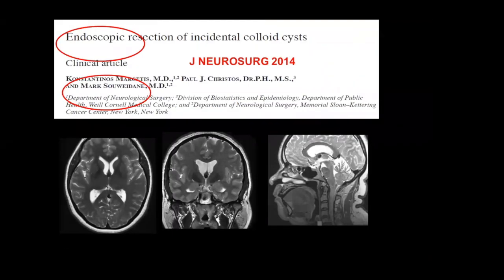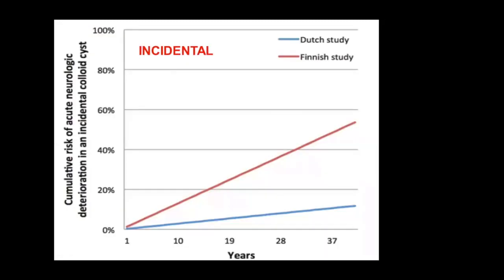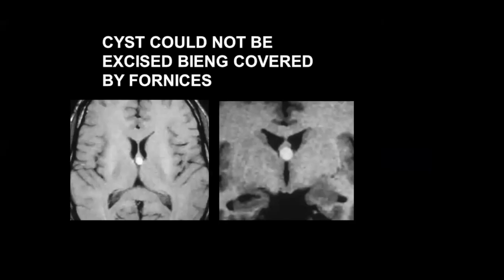This paper, again by Mark Schwedan, goes for endoscopic resection of incidental colloid cysts. So the usual teaching is that you need hydrocephalus to operate, but Mark Schwedan and others say that even if you don't have hydrocephalus, you can go transcallosal and remove even those incidental colloid cysts. Why should you remove incidental colloid cysts? He published this, showing the Dutch study and Finnish study and the risk of sudden death from them. And he advocates that we operate on incidental ones.